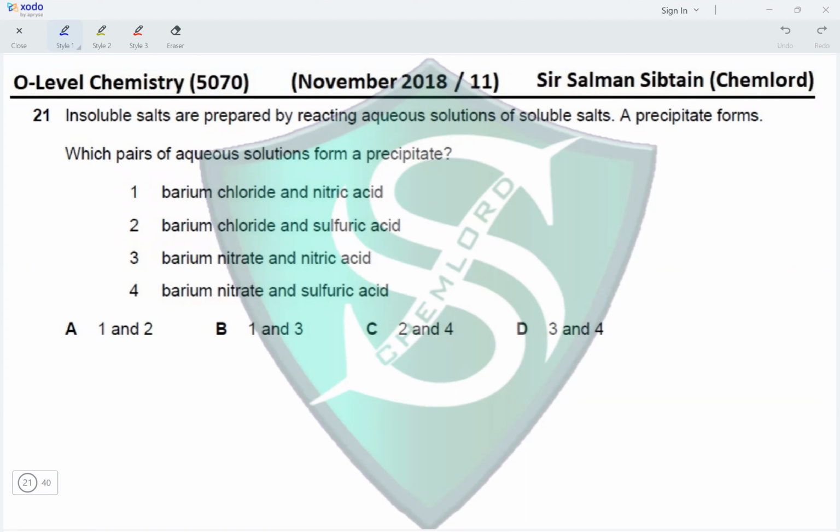So, barium chloride reacting with nitric acid. Nitric acid has the anion nitrate in it, and all nitrates are soluble. So, in this case, precipitation will not be observed.